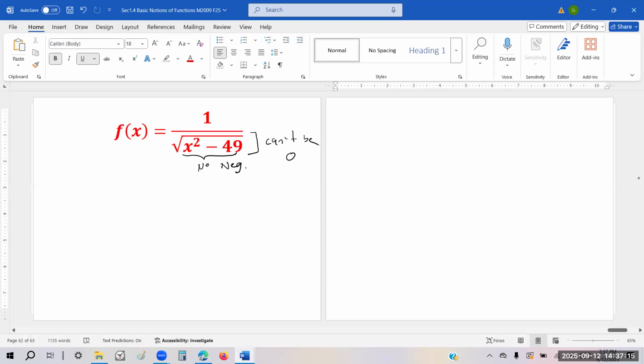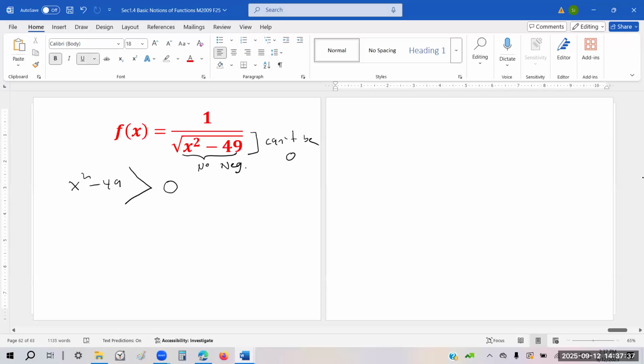So it cannot be negative. It cannot be 0. So what can it be? Positive. Strictly positive. So x squared minus 49 has to be strictly positive. It cannot be 0. It cannot be negative. It could be 0 if it is on the numerator, but since it's the denominator, it cannot be 0.